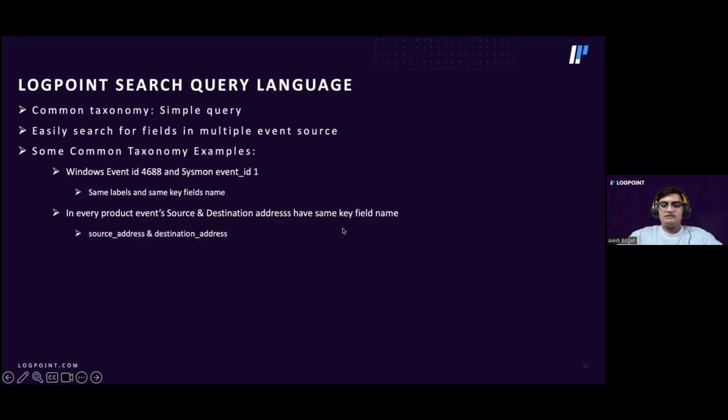The use of common fields makes it easy to search for a particular field and value across multiple event sources. Some common taxonomy examples are Windows Event ID 4688 and Sysmon Event ID 1, which are both for process creation. When normalized, those logs have the same label, process create, and the same key field names. Also, in every product, event source and destination addresses have the same key field names, taxonomized into source address and destination address.